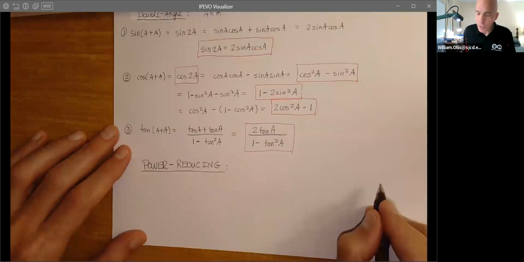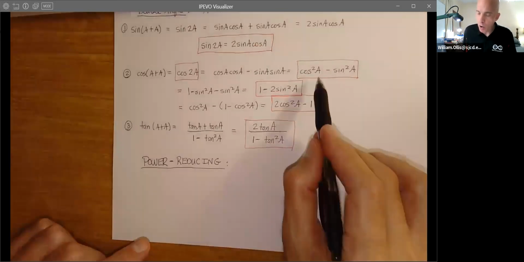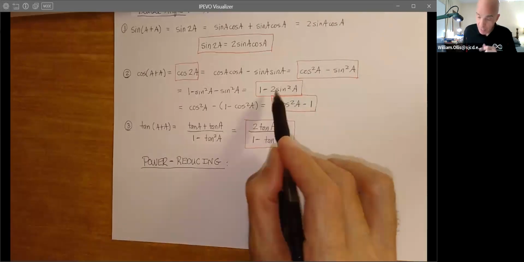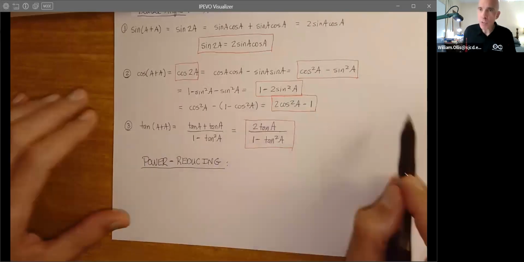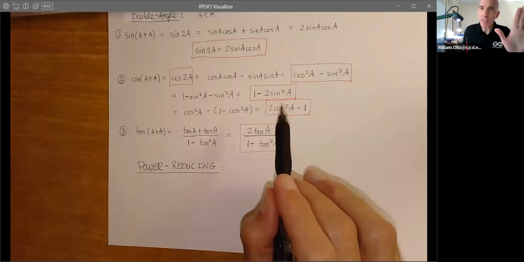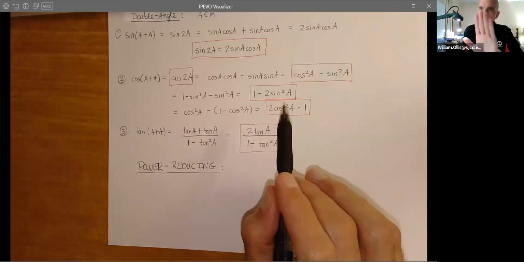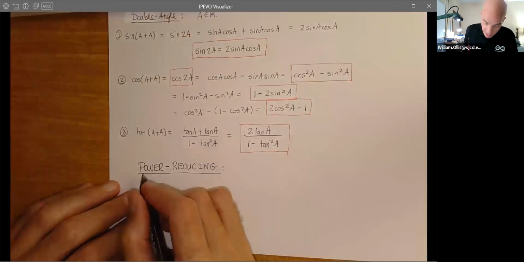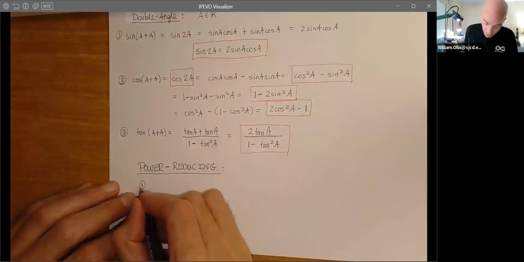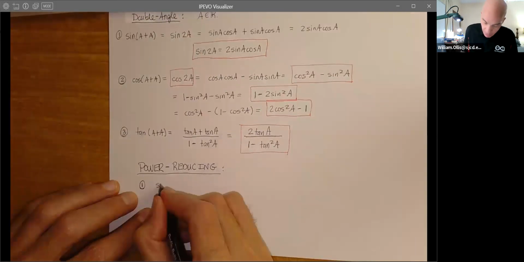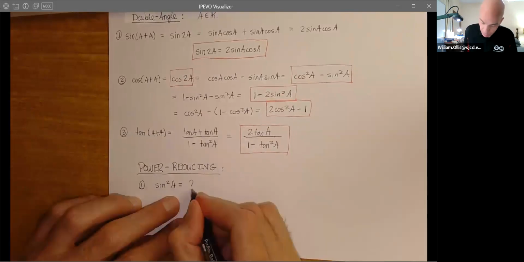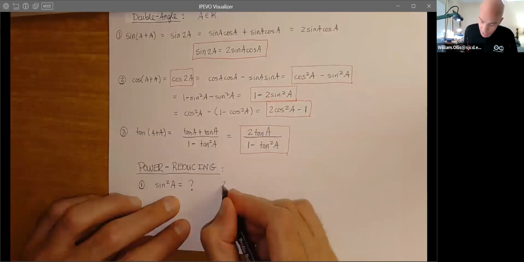Now, the power reducing formulas are drawn from this one here. So we just look at these two forms. When we say power reducing, ladies and gentlemen, we take the squared term and write it in terms of first degree terms. So the first one is this, number one. What about sine squared of A? What does that equal? What about cosine squared of A?